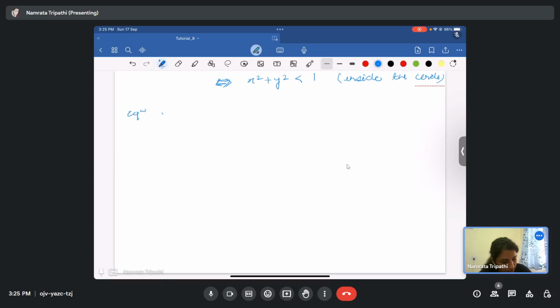Now the third one is if this is greater than 0. That means you will check x square plus y square greater than 1 in this condition, outside. Fine. So you have to draw all these regions.